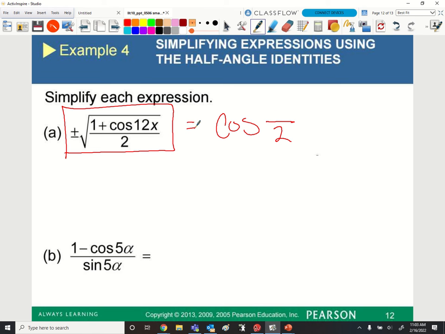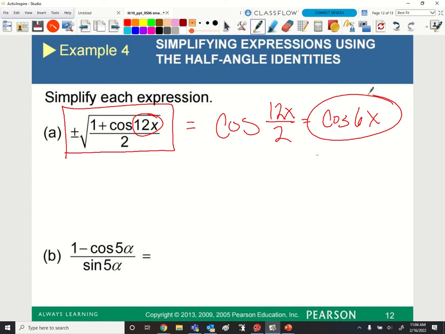But in this case, what is the A value here? Try again. What is the A value here? It's 12x, isn't it? The A value is 12x. And so what I'm going to do here is plug these in right here. So this is 12x. And when I simplify this, 12x divided by 2, can I simplify that or reduce that? 6x. So it's going to give me just cosine of 6x. That's it. Look, I circled it.